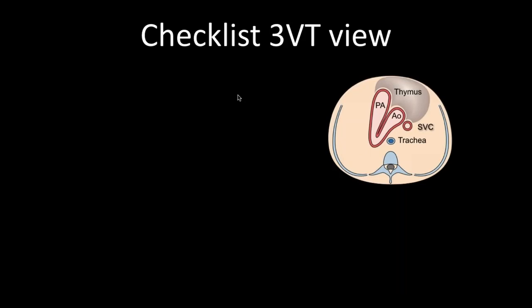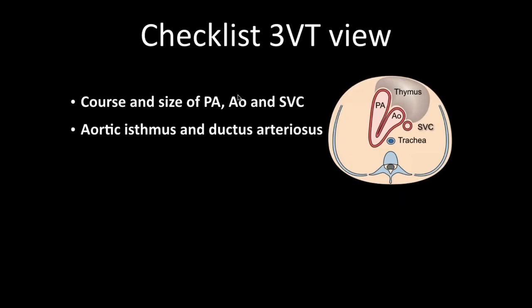What should you look for in a three-vessel trachea view? First, you should look at the course and size of the three vessels: the pulmonary artery, the aorta, and the superior vena cava. Are they there? Are they going in the right direction, and what's their size? We should look at the aortic isthmus and ductus arteriosus. Do they exist first? And second, what kind of blood flow do they have? Is it retrograde or forward? And what size are they?